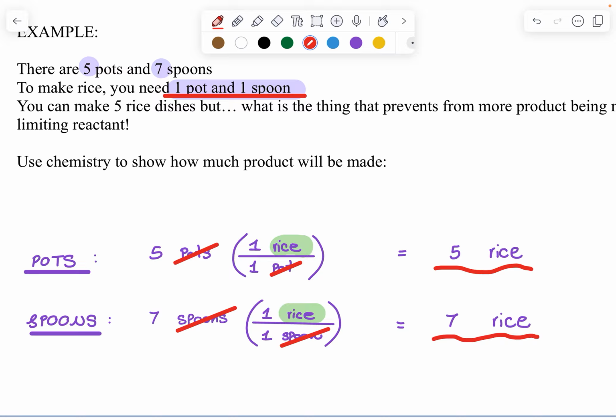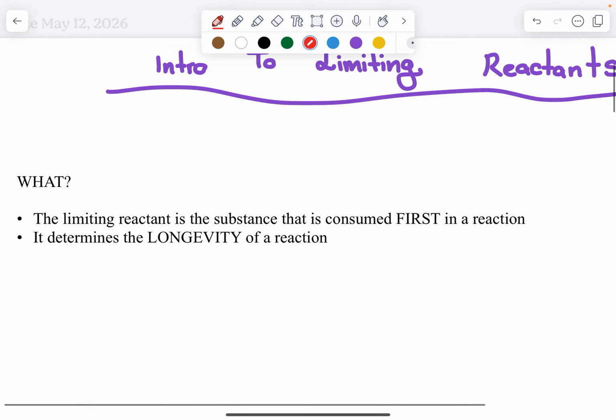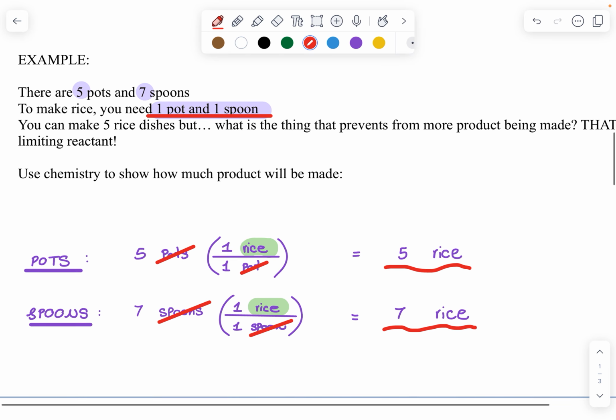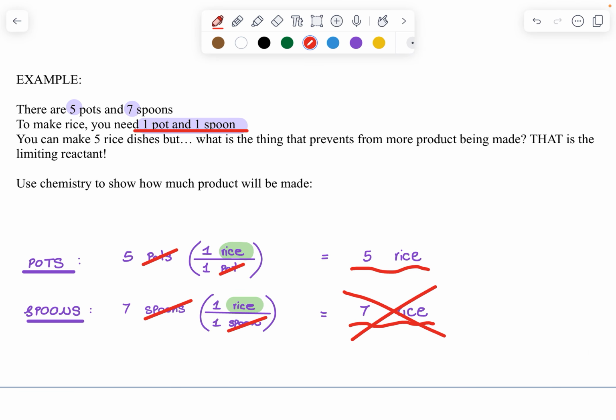This is an incredibly important step. You cross out the larger amount of product that is produced, because what did we say earlier? The limiting reactant determines the longevity of a reaction, and it produces the least amount of product, so we can instantly just cross it out, don't even think more about it. What are we left with? We're left with our 5 rice.